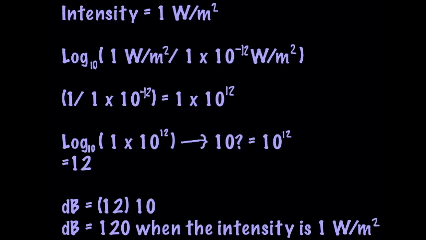All the logarithm asks us to do is to find the number we need to raise 10 to equal the number in parentheses, which is 10 to the 12th. So the base 10 logarithm of 1 times 10 to the 12th is just 12. Finally, we just multiply that answer by 10 to get the decibel level. So since 12 times 10 is equal to 120, when we have an intensity of 1 watt per meter squared, our decibel level is 120.